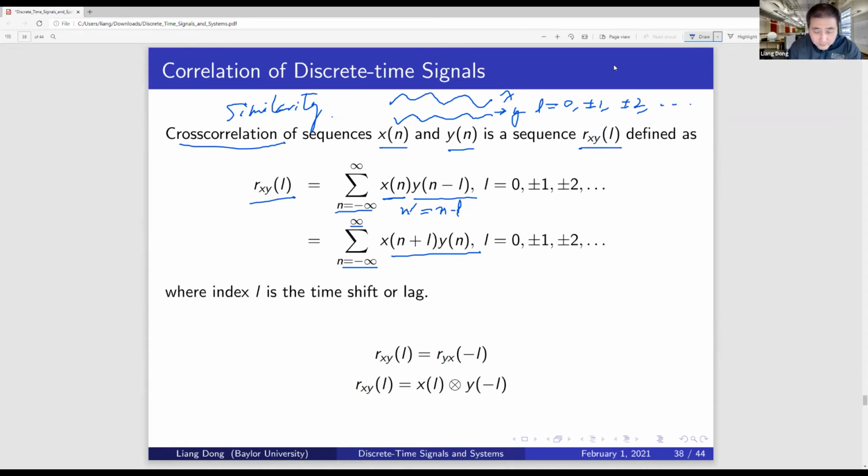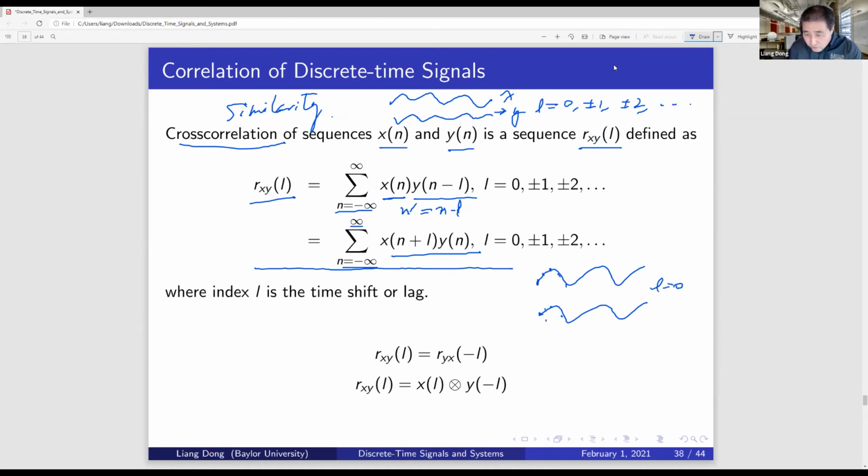So we have this equation here, and that's how we do the cross correlation. Again, L is how you align it. Let's say I have a signal x like this, y like this. You start from this point, you multiply the values at each time, and then you add them together. That's how you calculate the correlation with L equal to 0.